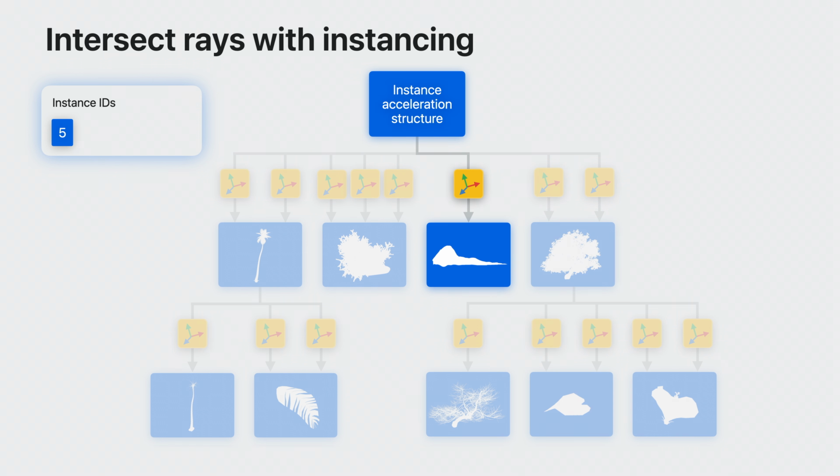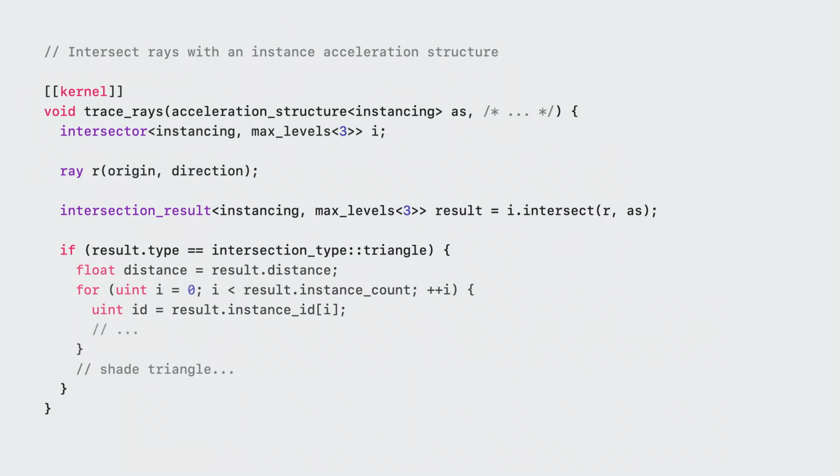The ray could also intersect just one instance. For example, if the ray intersects the terrain, Metal will only record the ID of the terrain instance. You can find the number of instances that were intersected and the IDs of the intersected instances in their intersection result. That's how you can intersect rays with primitive acceleration structures and instance acceleration structures.